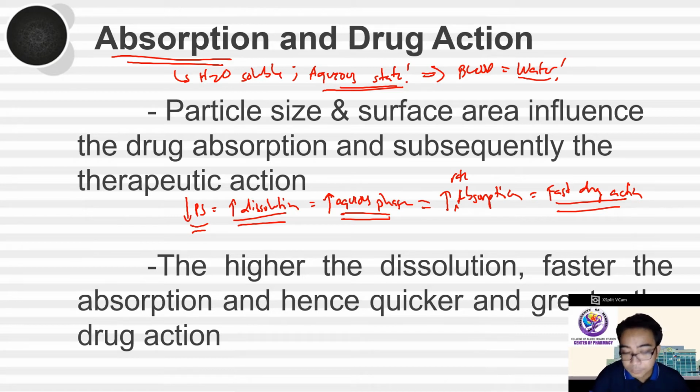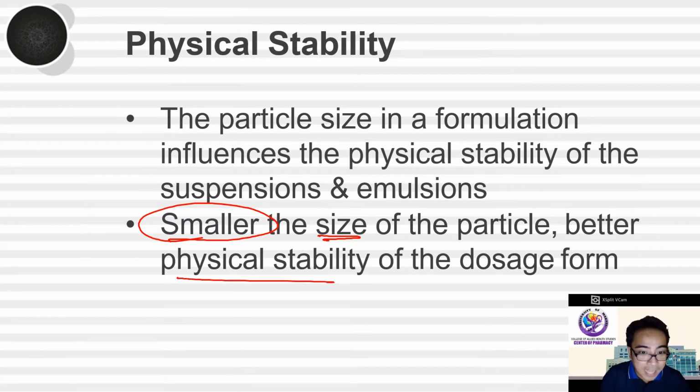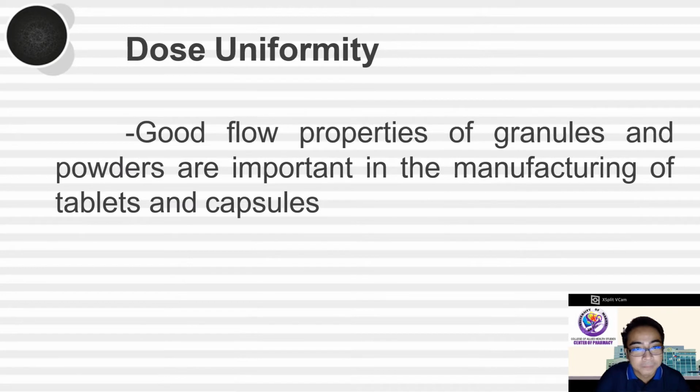Alright? Now, in terms of physical stability, it has always been believed, class, that particle size in a formulation influences physical stability of suspensions and emulsions. Now, the smaller the particle size, ang expectations dyan is mas tataas yung physical stability niya. Okay? Because it's more compact. Right? So, mas madali siyang i-process ng katawan natin. Alright? Now, what about dose uniformity? Di ba, class, mas madaling makakuha ng uniform doses kung ang iyong particles ay maliliit.